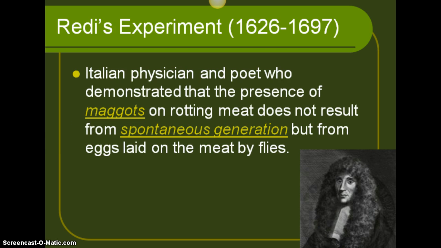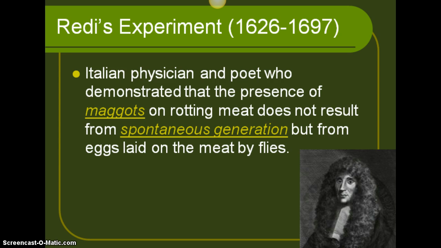So in our first one, Reddy, he studied between 1626 and 1697. He was an Italian physician and poet. And so he did the experiment, which many of you have already studied in the past, with rotting meat. People thought flies came out of rotting meat. So his idea was that he would take some meat, put it in a sealed jar, some meat, and put it in an open jar, and then some meat and put it in a jar that had a covering that would not allow flies to actually get to the meat, but would allow the smell to come out. So there was allowing of air to go back and forth.